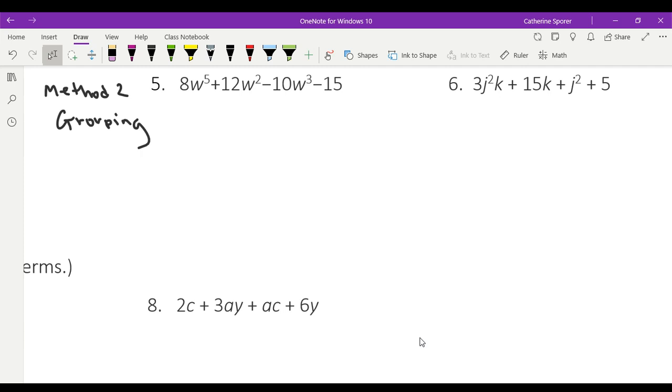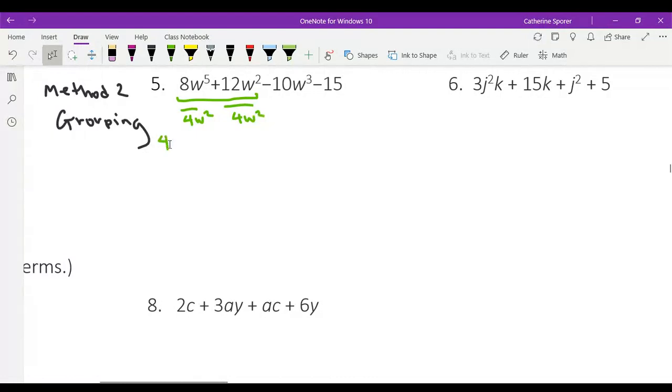This is method 2, factor by grouping, which we use when we have 4 terms. So what you do is we look at the first 2 terms. We see if there's a GCF we could take out of those. In this case, we could take out a 4 and a W squared.